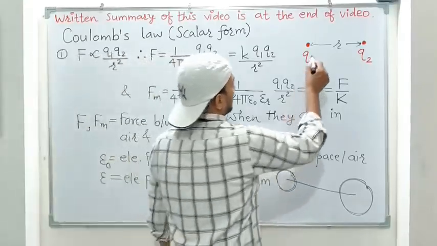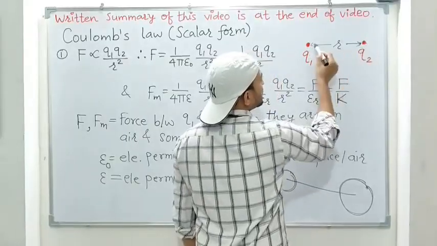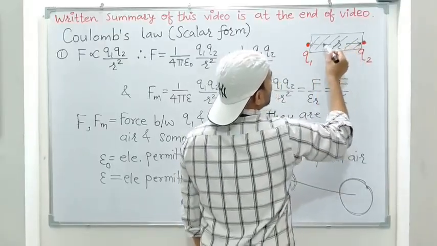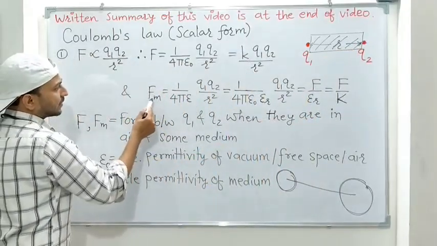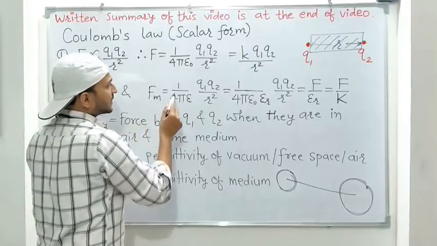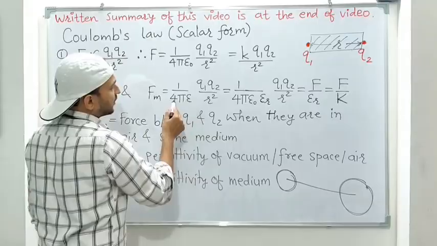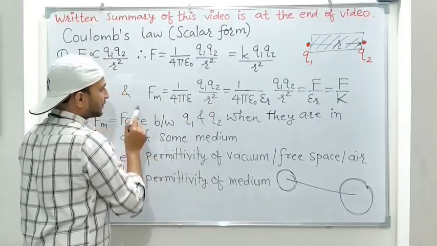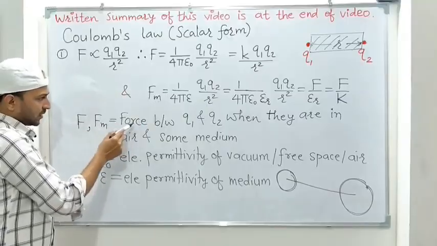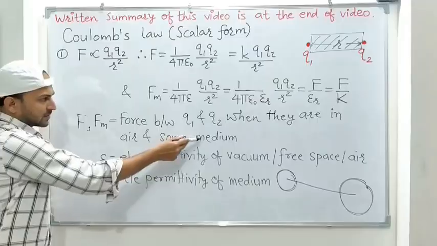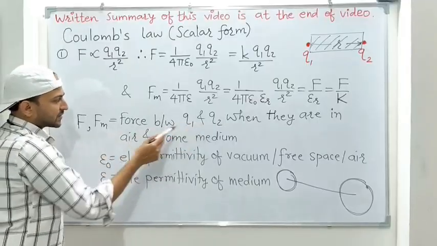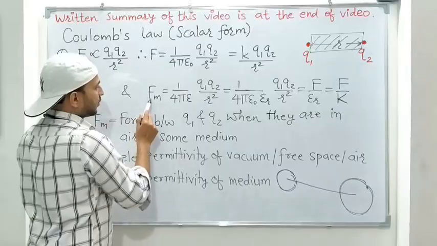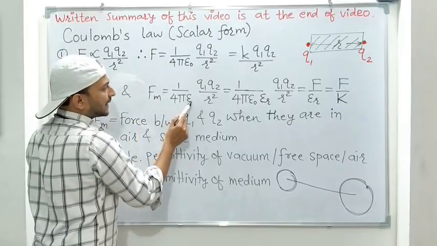If the space between both the charges is completely occupied by some material, then the force in that material or medium is equal to 1 upon 4 pi epsilon, q1 q2 upon r square. We take the permittivity of that medium. Fm is the force between two charges when they are in a medium. F is the force between two charges when they are in air. Force in air, electrical permittivity of air. Force in medium, electrical permittivity of that same medium.